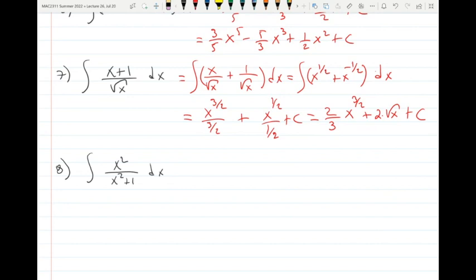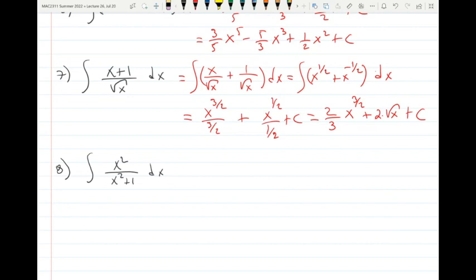Why am I going to do this? Because by adding and subtracting 1, all of a sudden I'm going to have x squared plus 1 minus 1. I can split. That x squared plus 1 cancels with this, giving me a 1. I know how to deal with that. And then the other expression that I have is 1 over 1 plus x squared, and we know what that is. That's inverse tangent when you take the antiderivative.